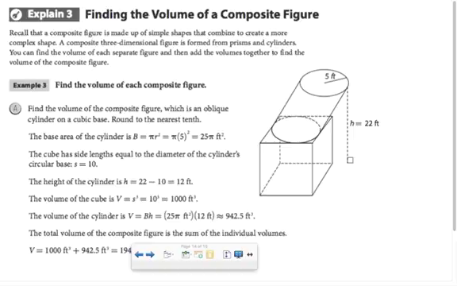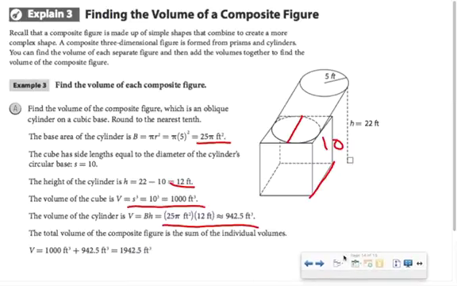They found the base area for the cylinder. They realized that the cube has a side length that is equal to the diameter of the circle. So that means that the length of each side of the cube is 10. And so the height of the cylinder, since this is 10, the height of the cylinder is 12. They found the volume of the cube by taking s to the 3rd power. They found the volume of the cylinder by doing pi r squared times h. And then they added them together, which you see here.